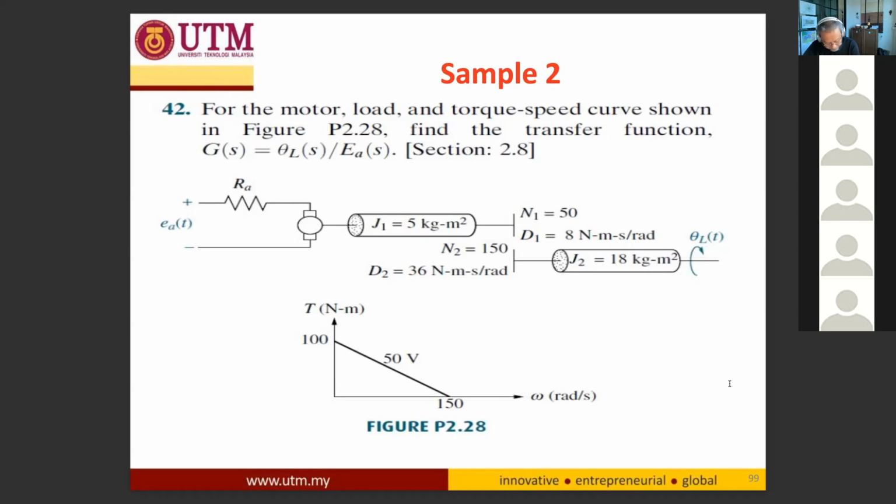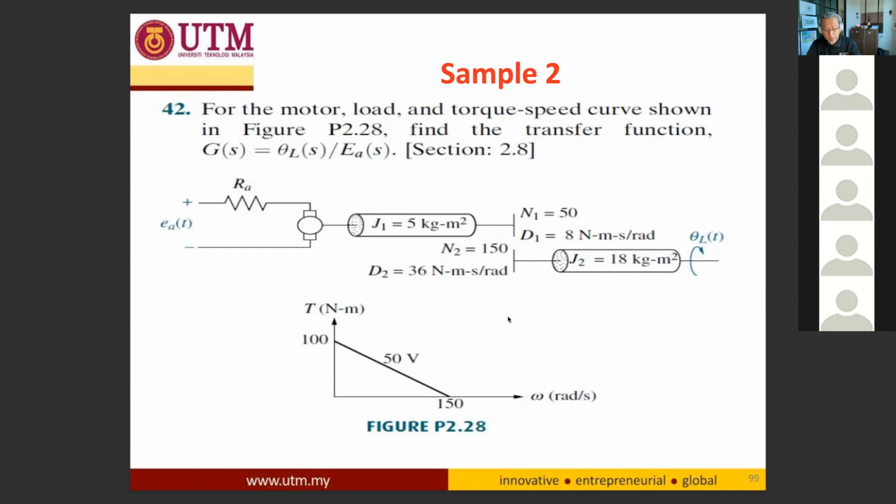Aisyah Syahira. Yes, Prof. What is the ratio of the gear? Ratio of the gear 50 over 150, equal to? 0.333. Yes. Okay. So the graph is given here. 100 for T-stall and 150 for omega M, right?